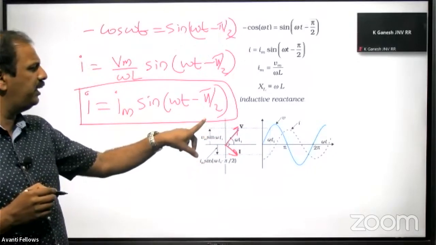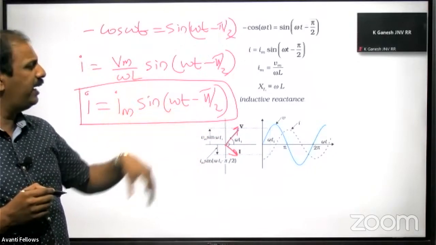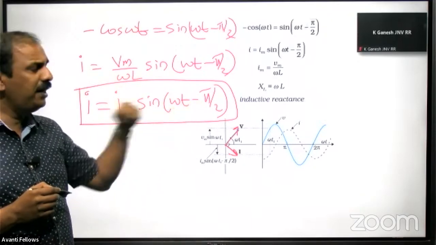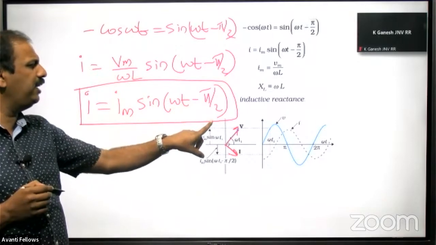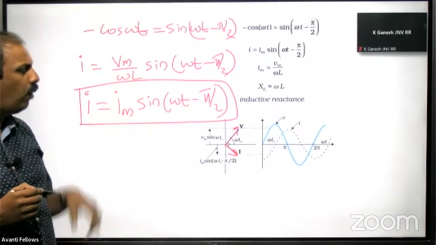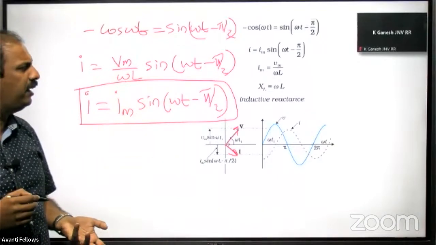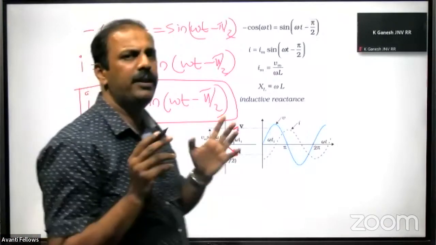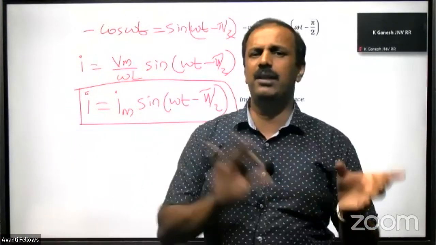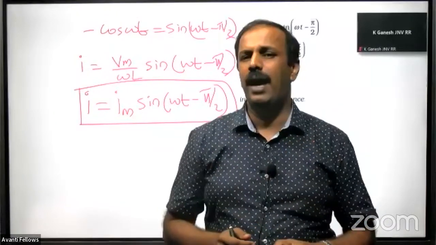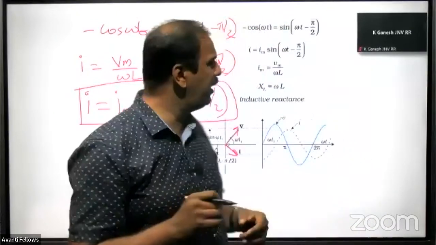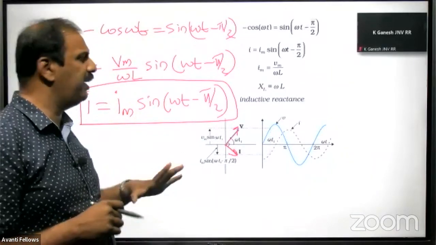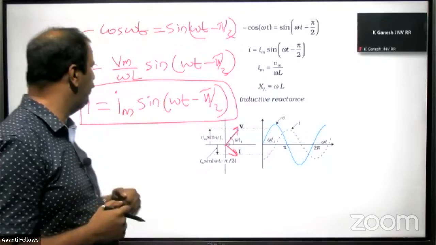This one once more we will study in detail, that is, the meaning of lagging and leading. So in an inductor, the current is lagging behind by an angle of pi by 2, or we can say the voltage is leading by an angle of pi by 2. In an inductor, the voltage is leading and the current is lagging. You should not forget it. It's very, very important.